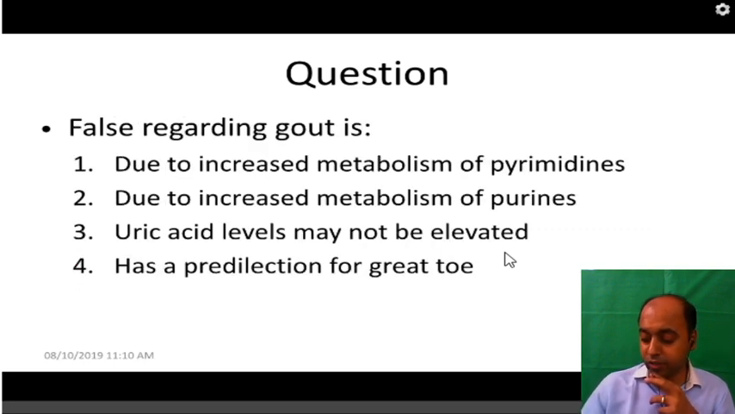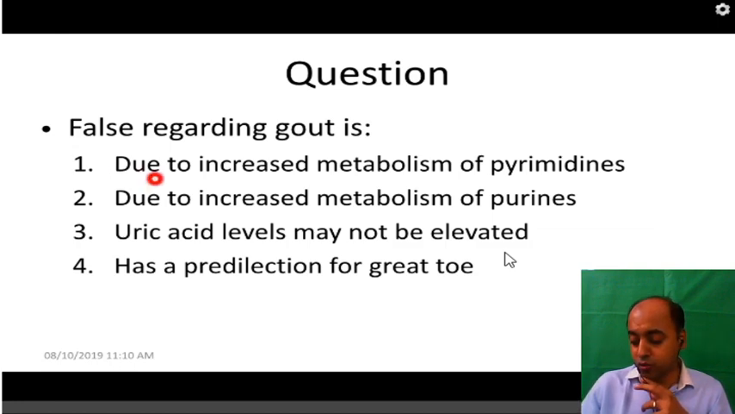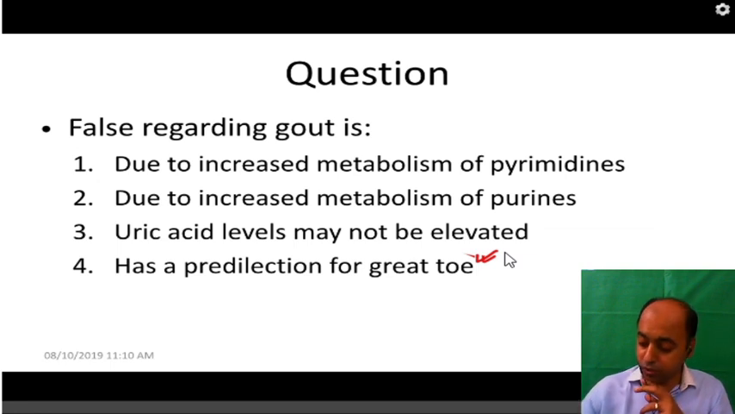Please read the question very carefully. Which of the statements is false regarding gout? Your options are due to increased metabolism of pyrimidine, due to increased metabolism of purine, uric acid levels may not be elevated, and has a predilection for males. Now this one all of you know is true. It is due to increased metabolism of purines, correct?